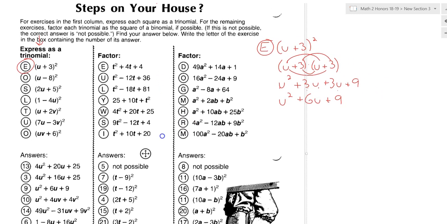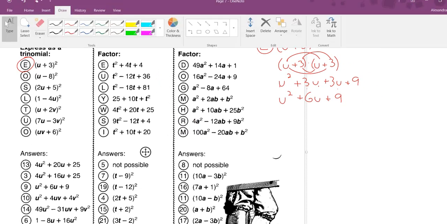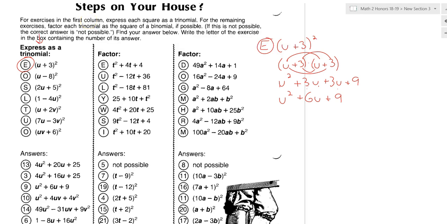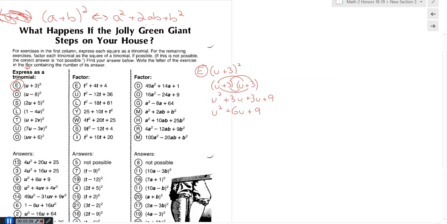All right, I'm going to show 2 ways to do these basic problems. We're also going to look at this other letter E for factoring. We always have to check first to see if it can be factored using this method.